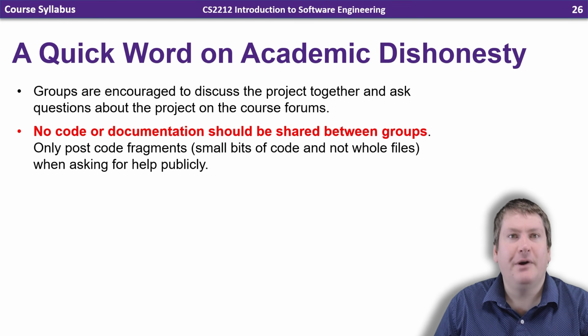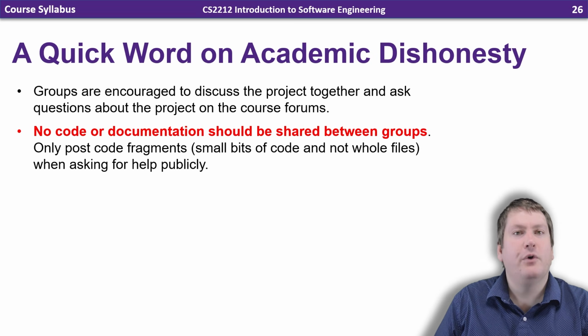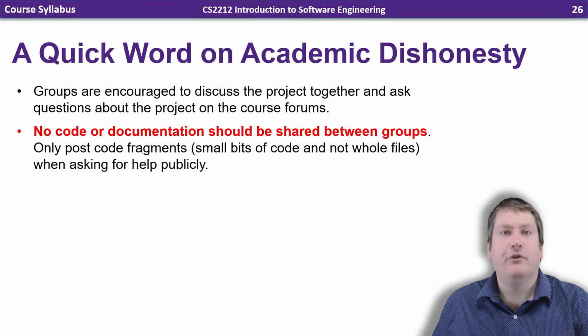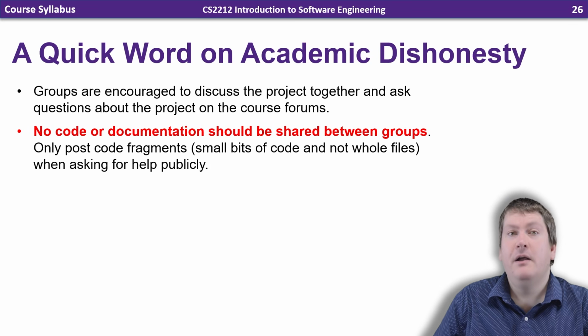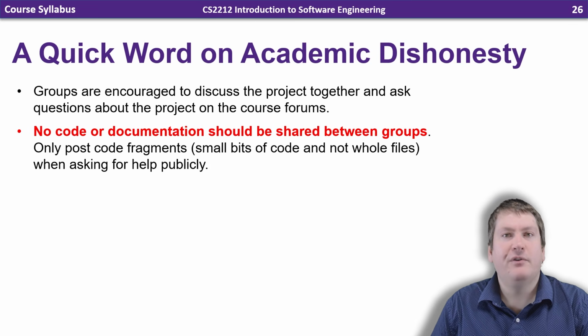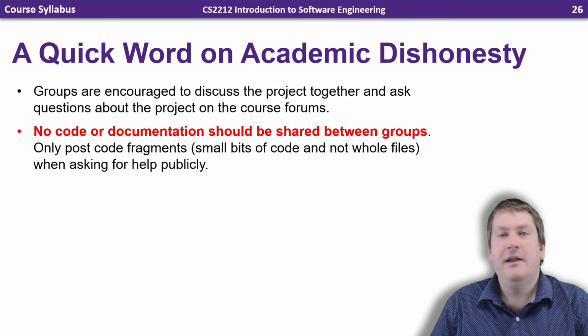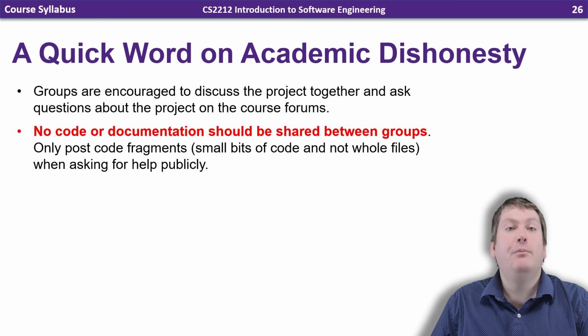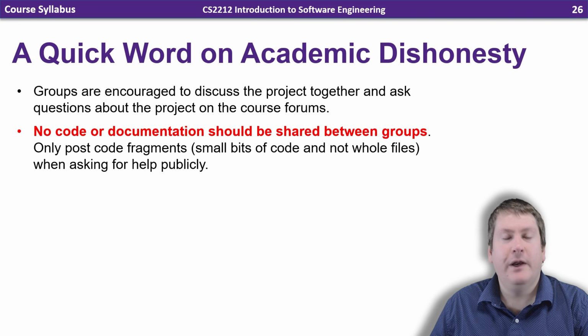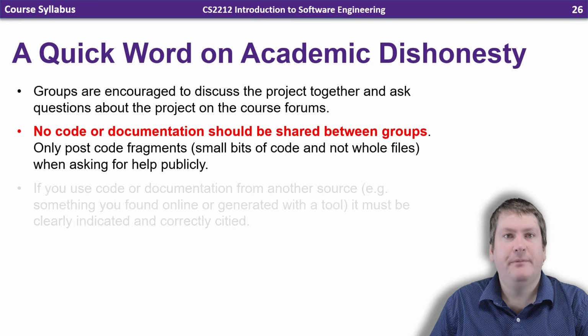You need to do that to work on the project, but you shouldn't be sharing code or documentation with other groups. So when you're posting on the course forums to ask for help, please only post code fragments or small bits of your documentation. Don't give your whole solution away. This also means that you should be putting everything on Western's GitLab, at least until the end of the project. Don't post everything on a public repository where other teams could take from it.